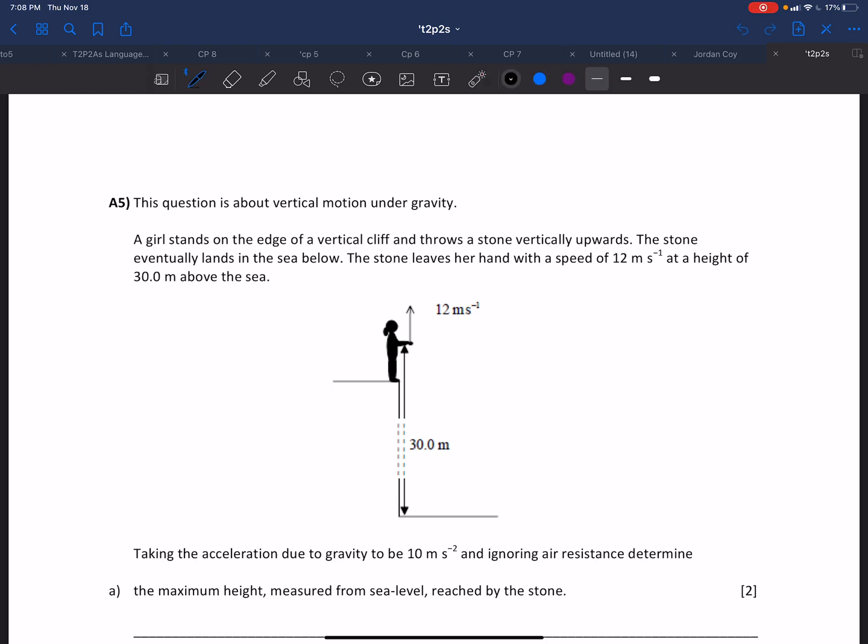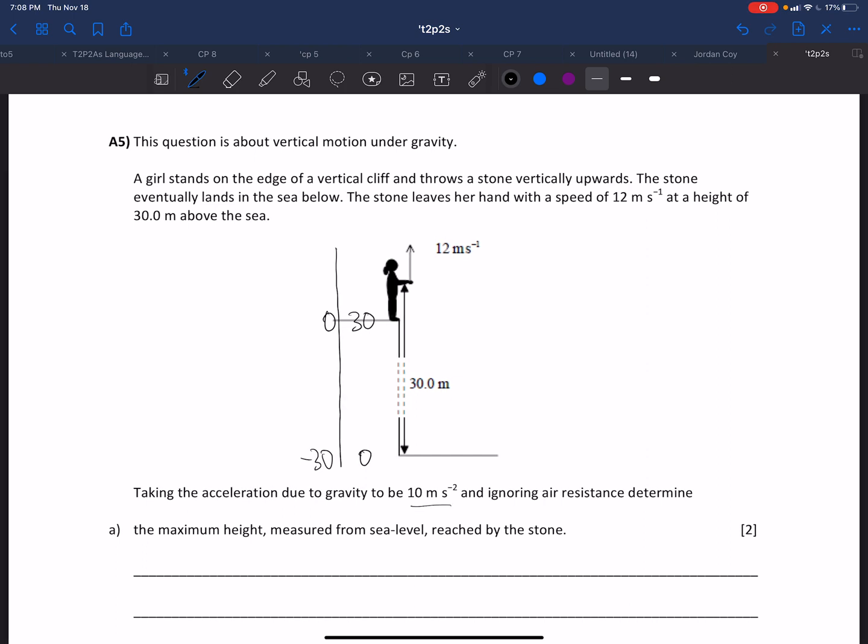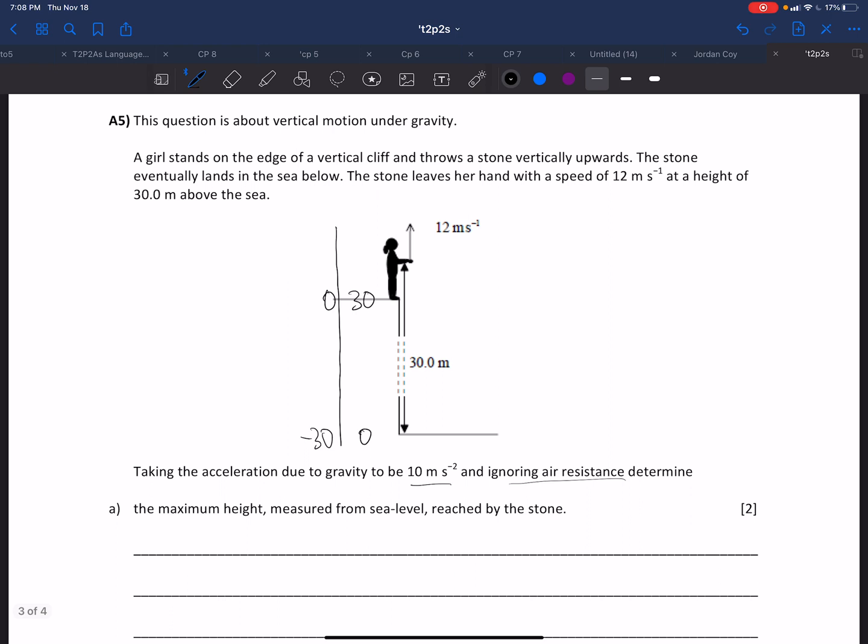Depending on how we want to set this up, we could set this as 0 and this as minus 30, or we could set this as 0 and this as 30 as our initial positions. So we have our acceleration of 10, ignore air resistance, what we'd expect. The maximum height from sea level. So that means 0 is down here, reached by the stone.